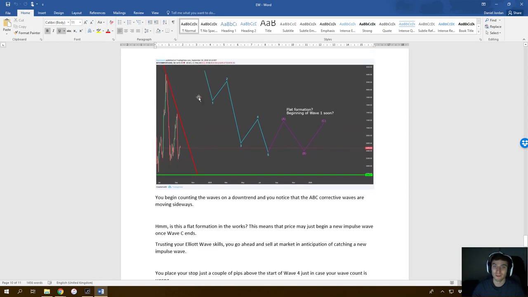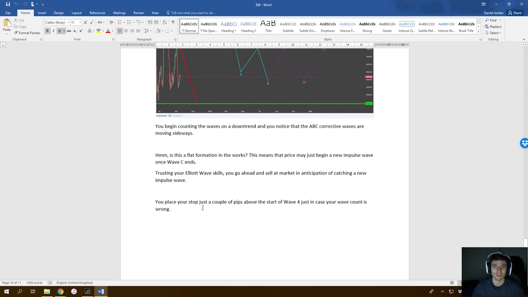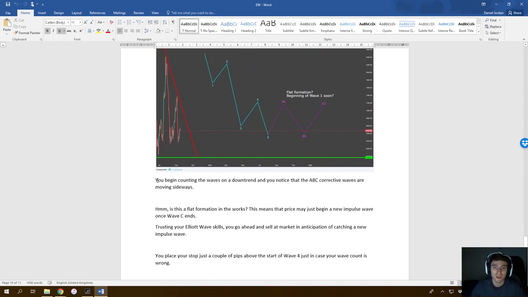So we have just seen our impulse waves 1, 2, 3, 4, 5 down. I'll read this out for you in full first, and then I'll go over the example. I think that'll be best.